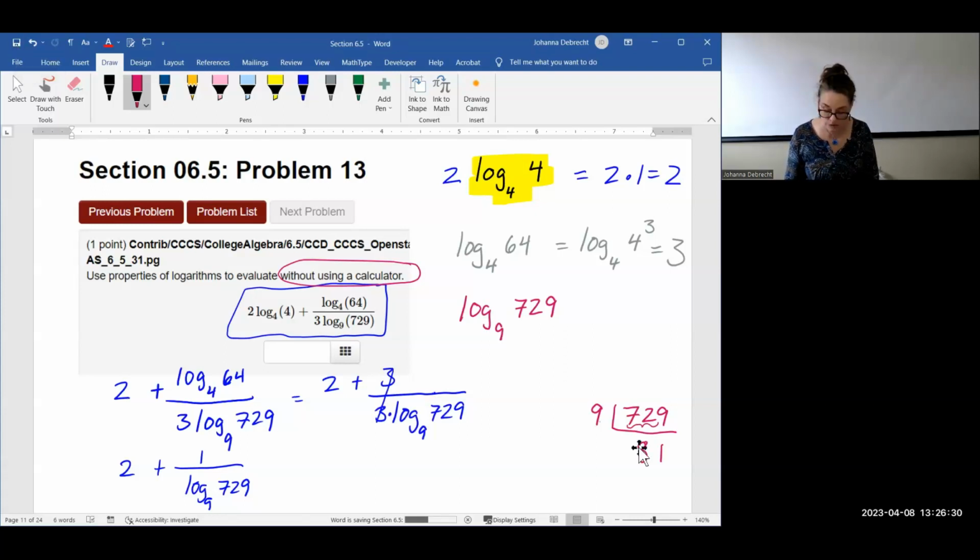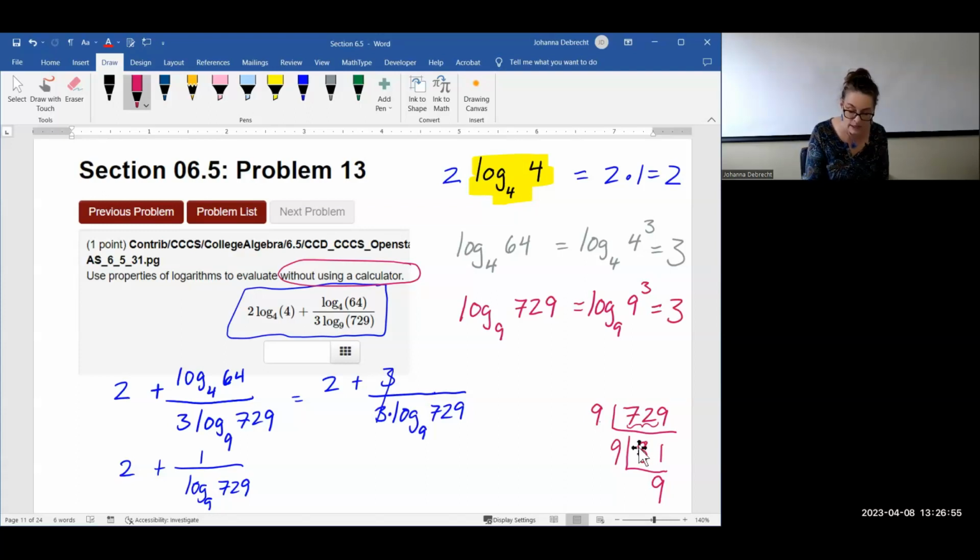And then I can do the division by 9 again. So then I divide by 9 again. 9 goes into 81 and leaves 9. 729 must be 9 to the third. So this becomes log base 9 of 9 to the third, which says 9 to the third power gives me 9 to the third. So log base 9 of 9 to the third is 3.